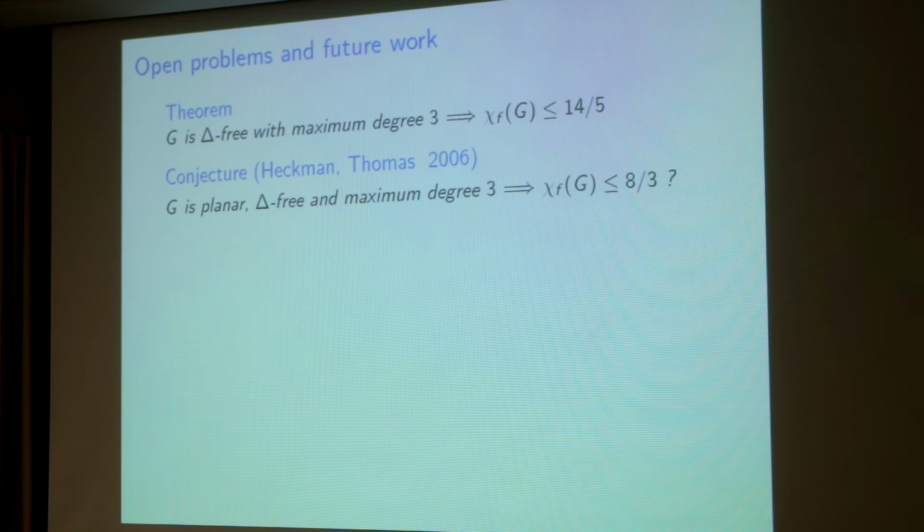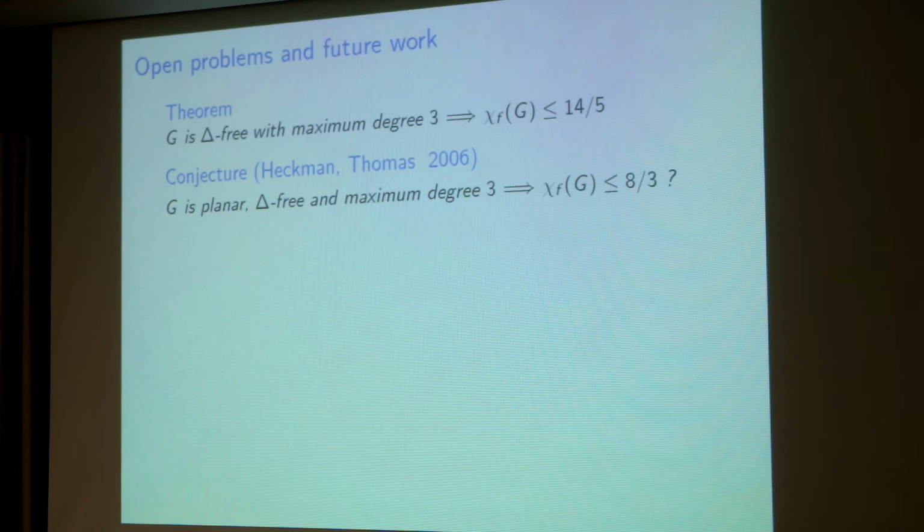So there is also the planar conjecture of Heckman and Thomas, which says that if you take a planar graph G, then in fact you can show that the fractional chromatic number is at most 8/3, so 2.66666 instead of just 2.8. And as far as I know, the best result for the planar conjecture is actually our non-planar conjecture, saying that it's at most 2.8.